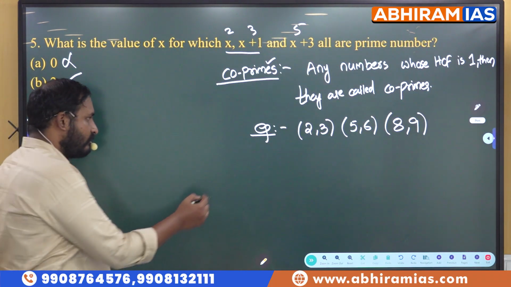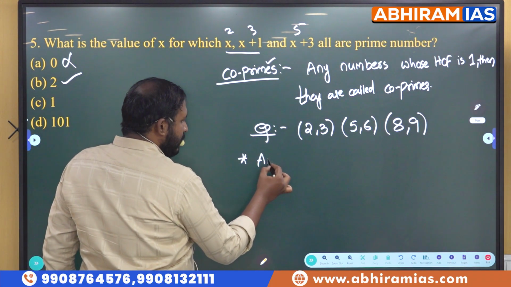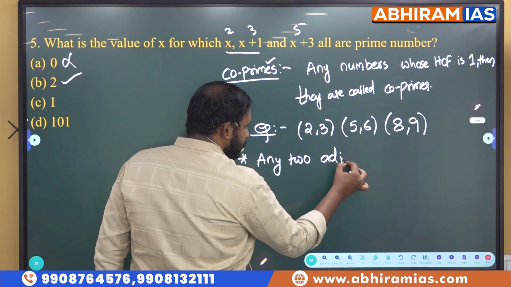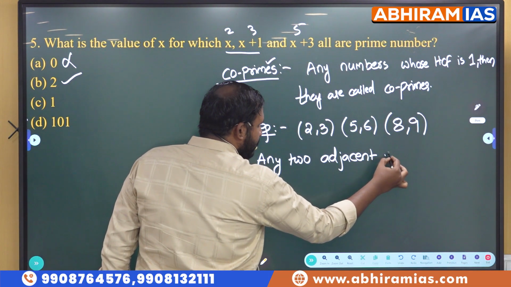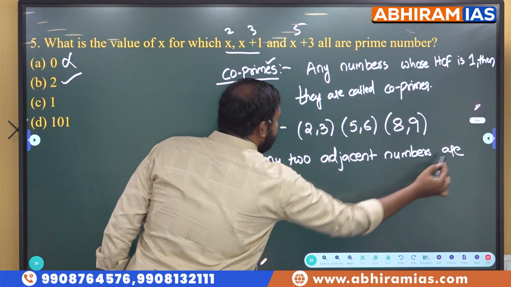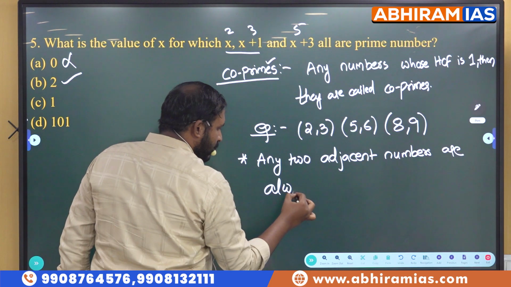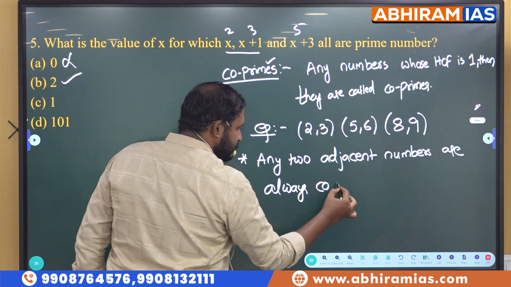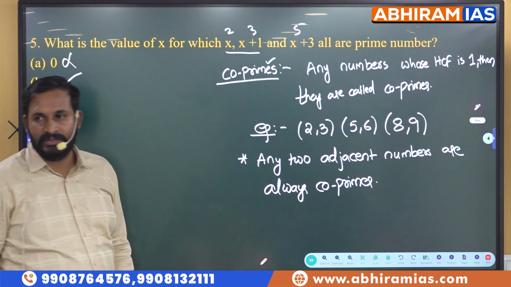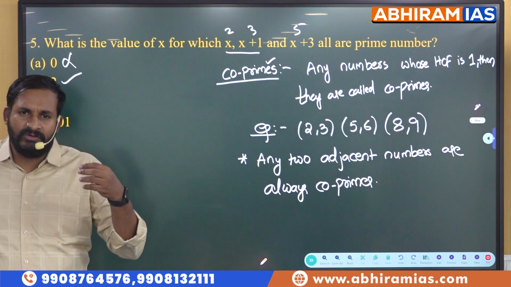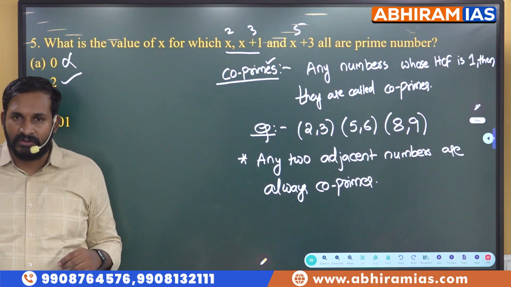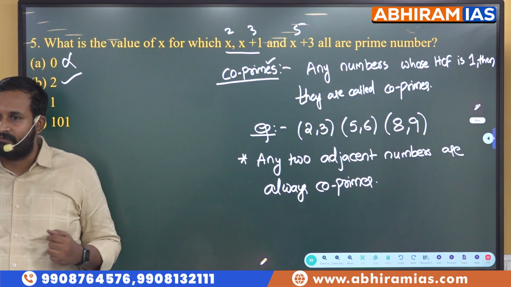And there, write down one more line: any two adjacent numbers are always co-primes. If you observe carefully, any two adjacent numbers will always be co-primes. Take any two random numbers. Take 14 and 15. Actually, those two are what? Composite numbers. 14 and 15 are both co-primes.